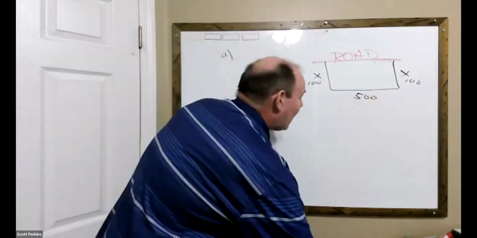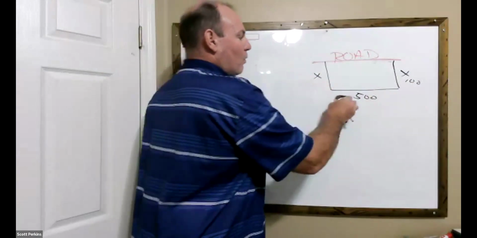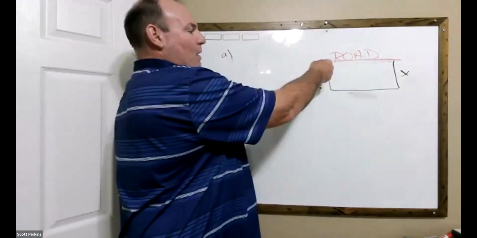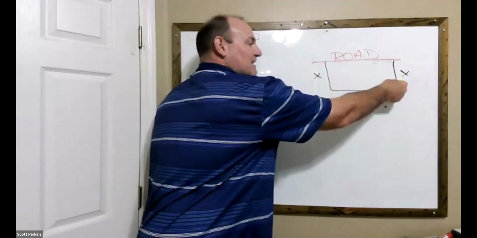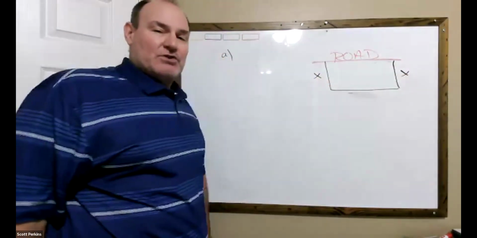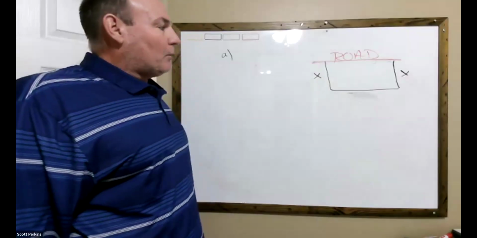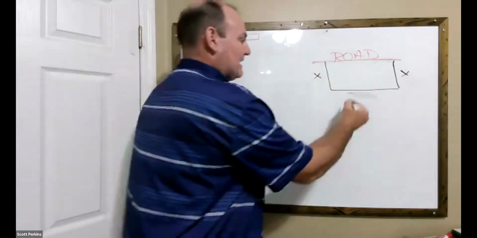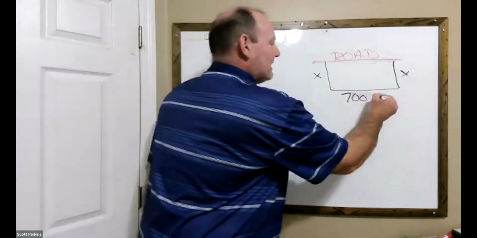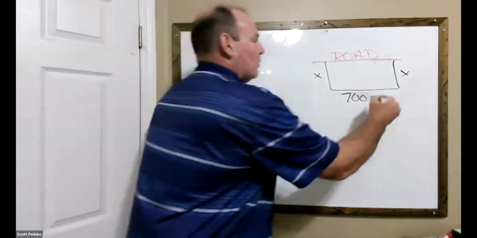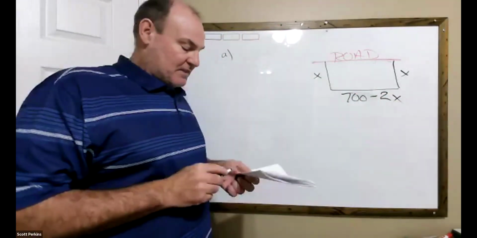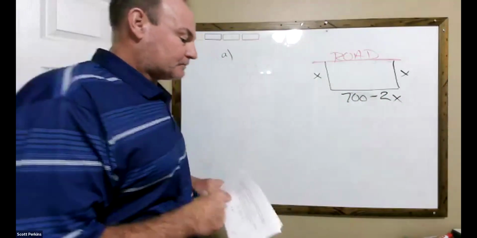But in this particular problem, we don't know what the value of X is. So if I go out X feet here and I go out X feet here, between these 2 sides, I've used 2X. And so what remains for the third side is the 700 feet of fencing I have when I start, minus what I've already used, which is 2X. So that is the answer to the A part of the problem.